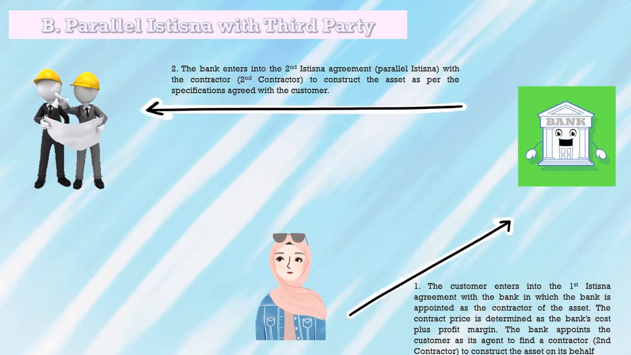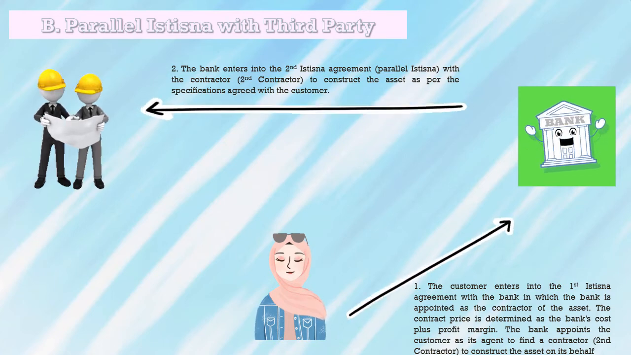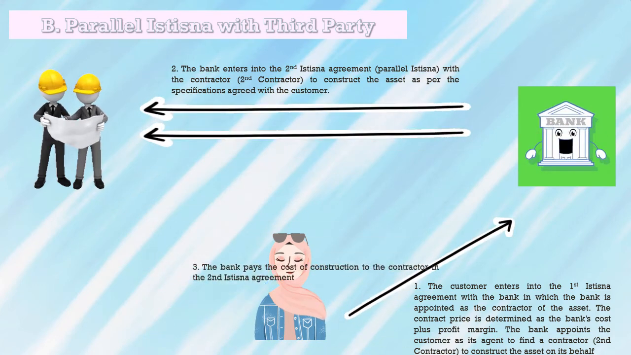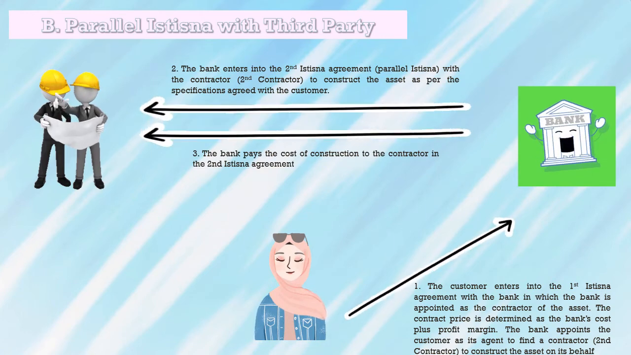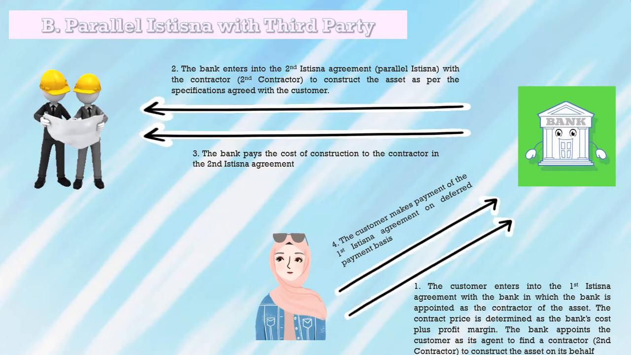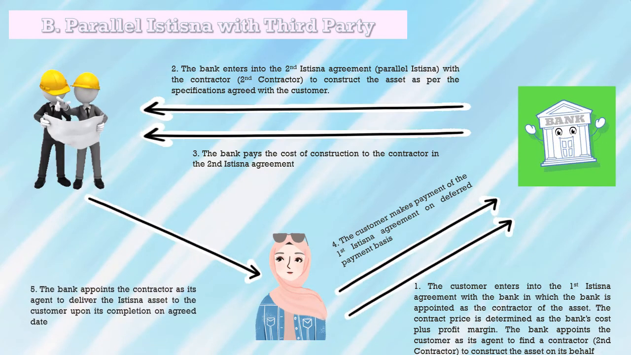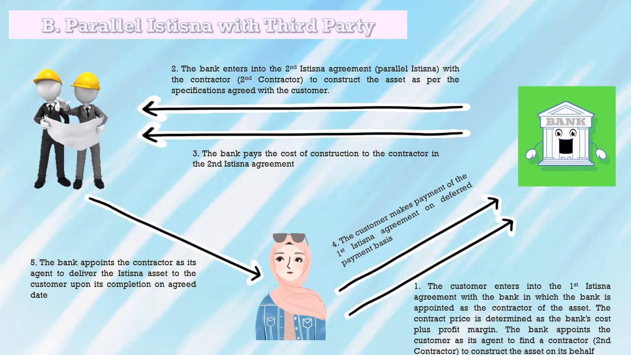The second step is the bank will enter into the second istisna agreement, which is parallel istisna, with the contractor, which is the second contractor, to construct the asset as per the specification agreed with the customer. The next step is the bank pays the cost of construction to the contractor in the second istisna agreement. The next step, the customer makes payment of the first istisna agreement on a deferred payment basis, and then the bank will appoint the contractor as its agent to deliver the istisna asset to the customer upon its completion on the agreed date.